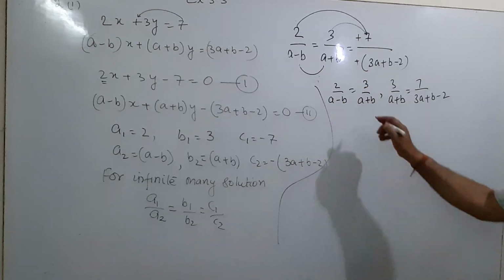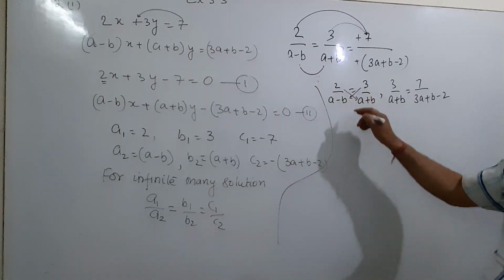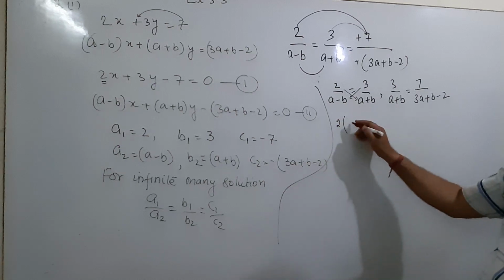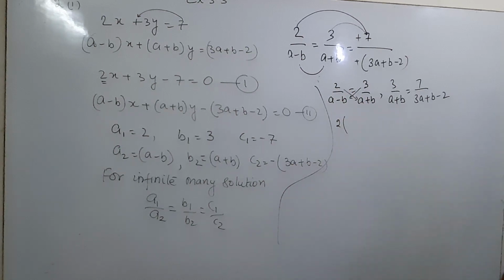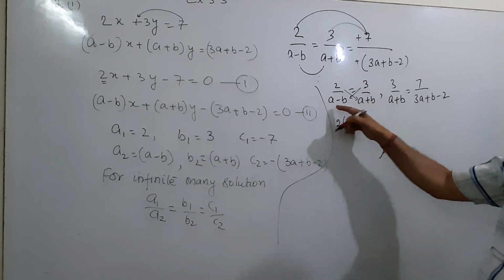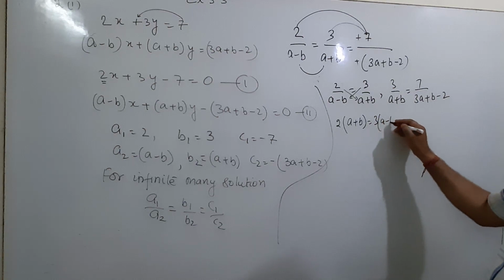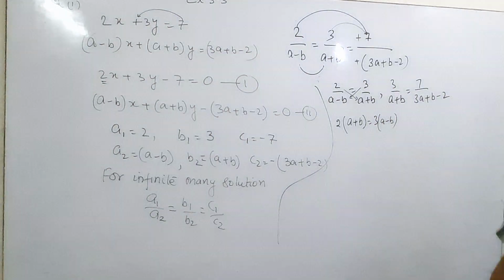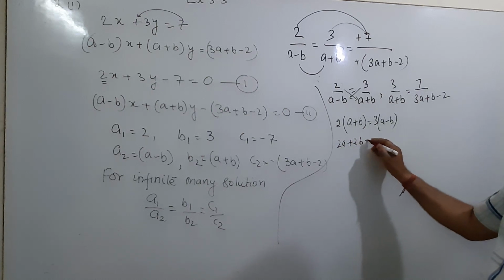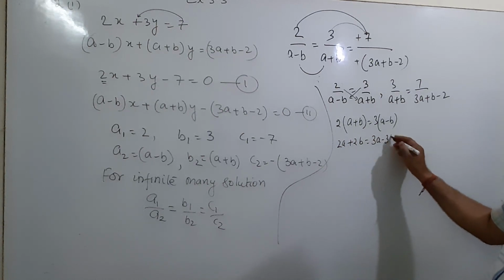And what do we do now? Cross multiply. Now what is your answer? 2 bracket (A plus B) is equal to 3 bracket (A minus B). Now open the brackets: 2A plus 2B is equal to 3A minus 3B.